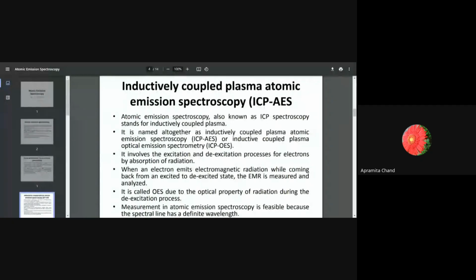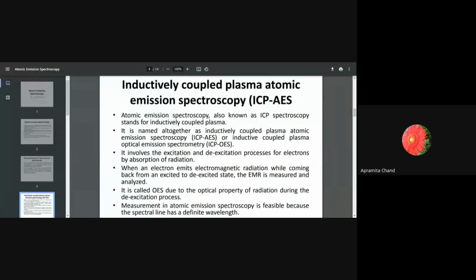So the inductively coupled plasma atomic emission spectroscopy. This is coming very frequently in your exams. So what does it mean? This is named either ICP-AES or ICP-OES. So it is either inductively coupled plasma atomic emission spectroscopy or inductively coupled plasma optical emission spectroscopy.